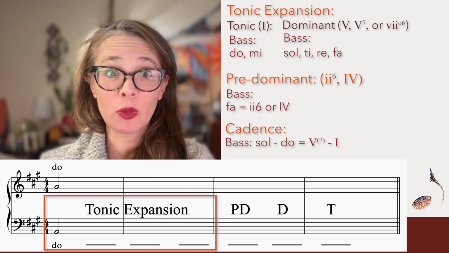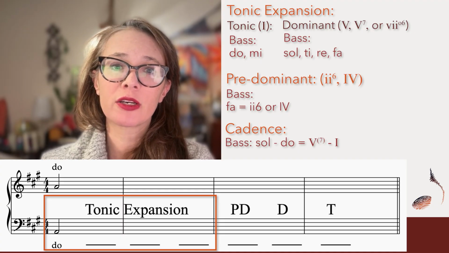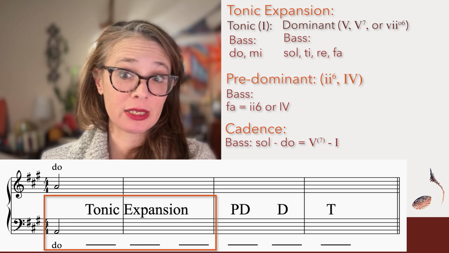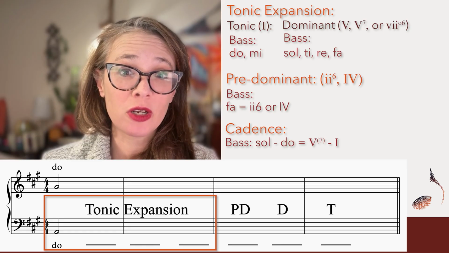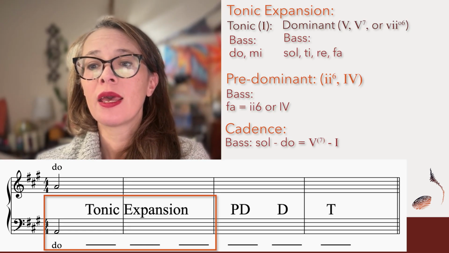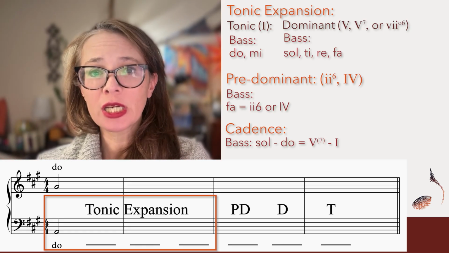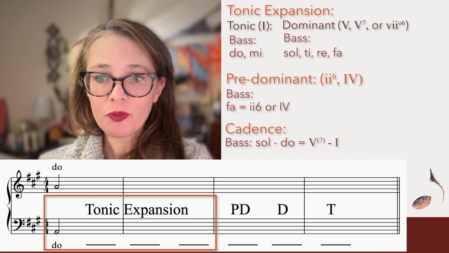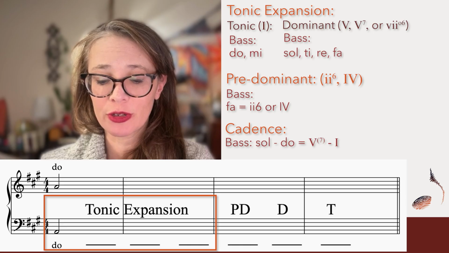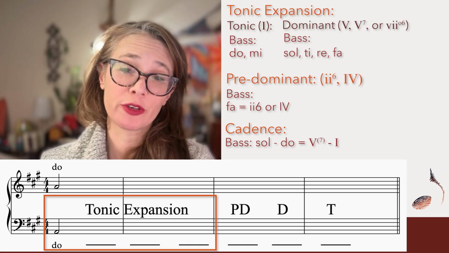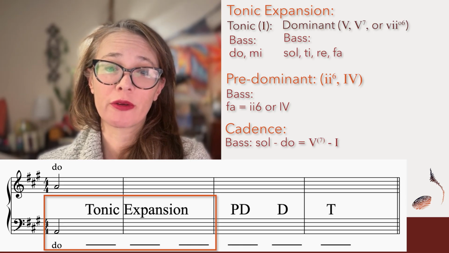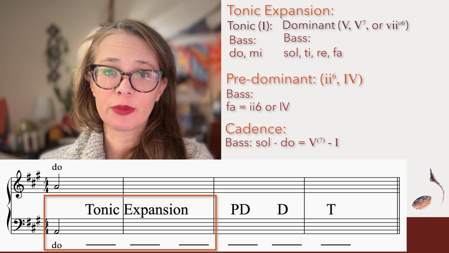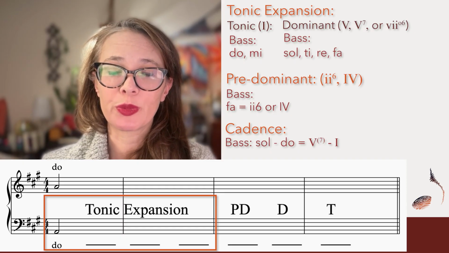So do, mi is going to be the 1 chord. Sol, ti, re, or fa could be some iteration of the 5, the 5/7, or the 7 diminished 6 chord. Remember, our re is our wild card. We're going to hone in on that one. Then for the predominant, like I said, you're going to have fa in the bass for this video. So that's going to be fa, and that's going to give you either the 4 chord in root position, or 2 in first inversion. And then sol is going to be your 5 or your 5/7, and then do will be your tonic.